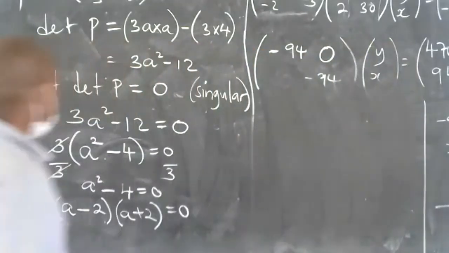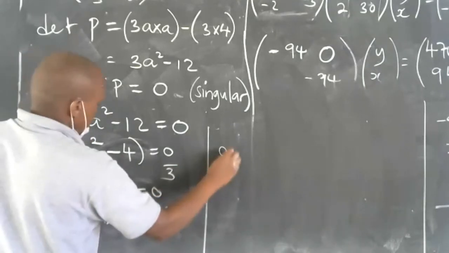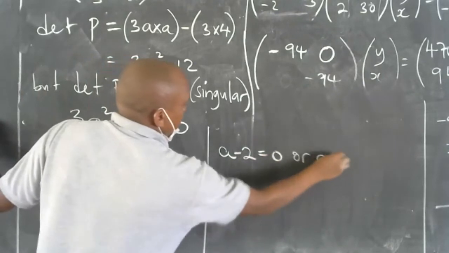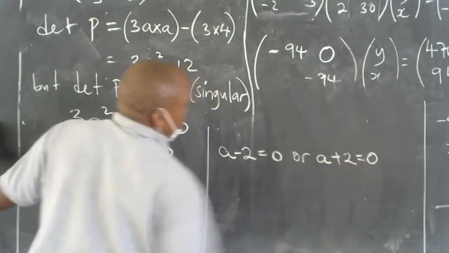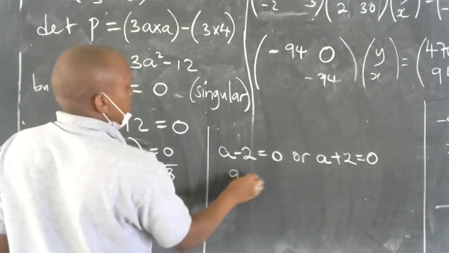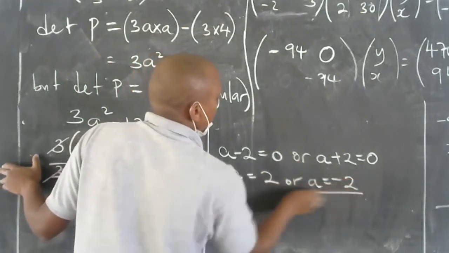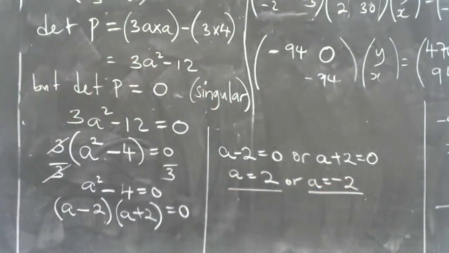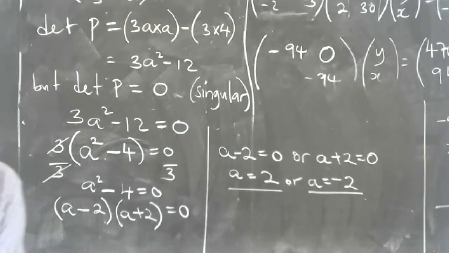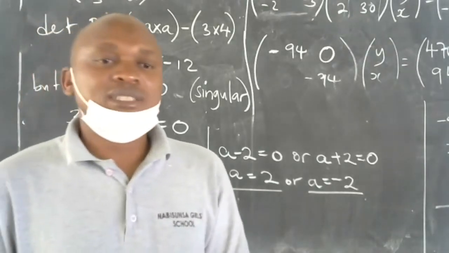So from here, we shall say either a minus 2 is equal to 0 or a plus 2 is equal to 0. So this one will give us a is equal to 2 or a is equal to negative 2. That's how we solve such a question. So we expect two answers. One is positive 2 and the other one is negative 2.